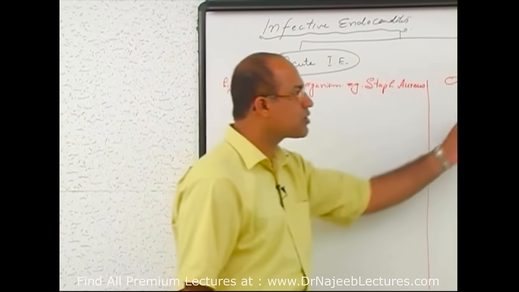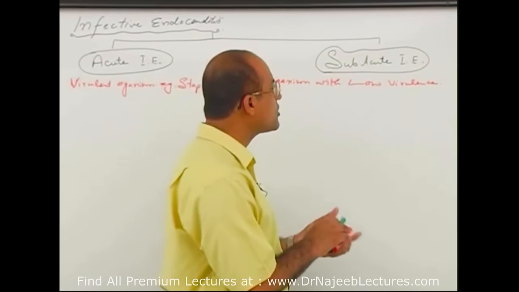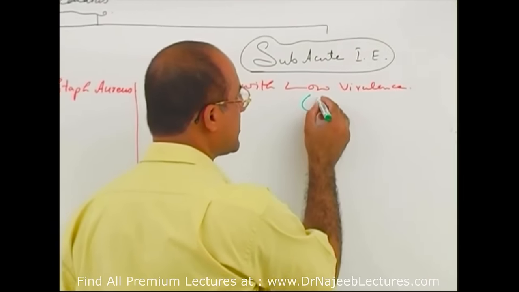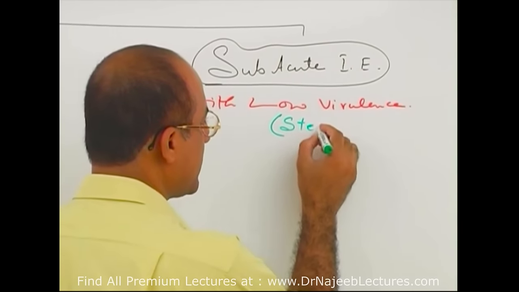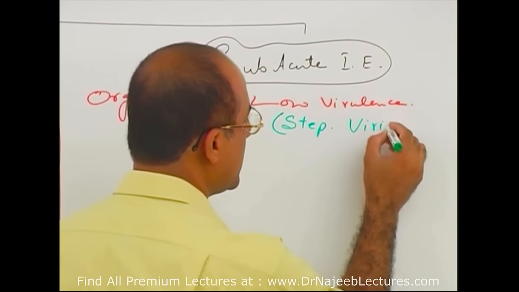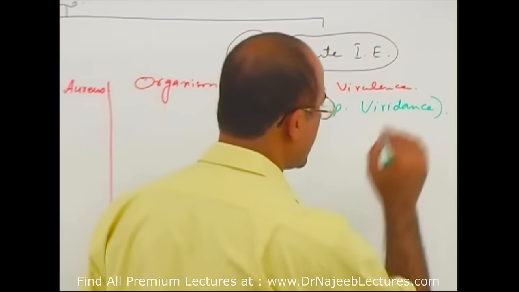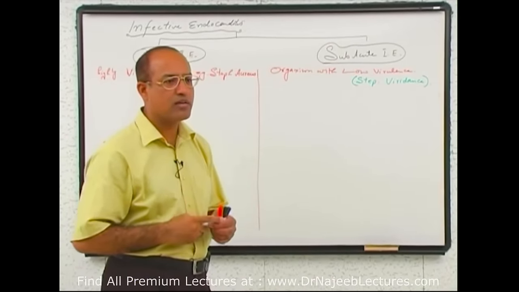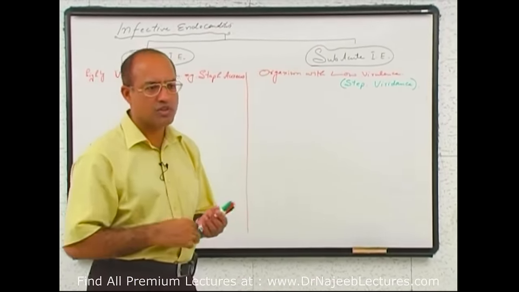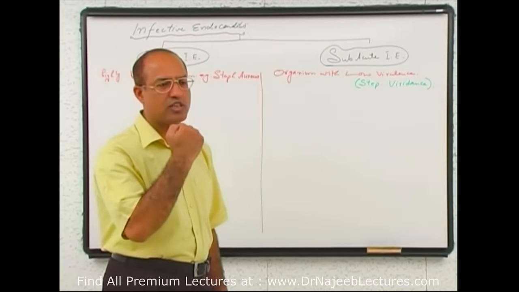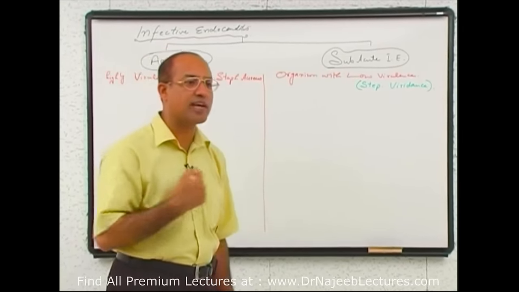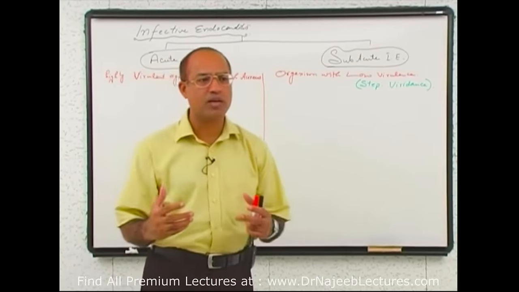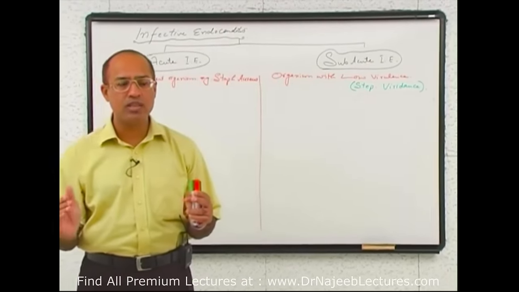Now, when we talk about subacute infective endocarditis, one of the most common causes of this type is Streptococcus viridans, Strep viridans, which normally lives in the oral cavity. Whenever you do some dental procedure, these bacteria jump into the blood and produce transient bacteremia. Again, you have to remember that bacteremia is a condition different from septicemia.